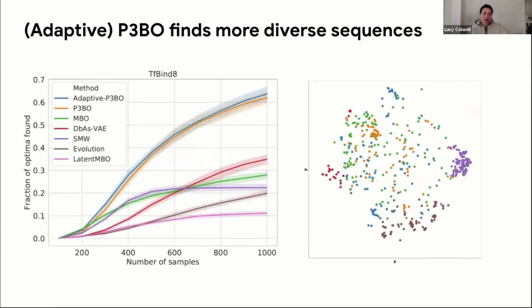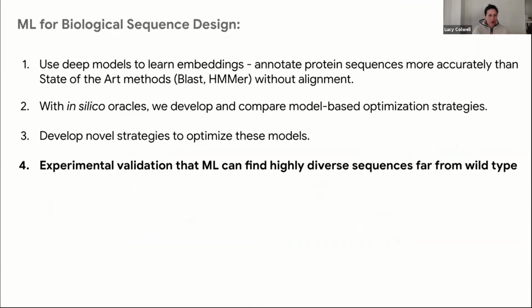Both adaptive and normal P3BO do, however, allow us to find more diverse sequences. So this is showing a PCA or a t-SNE of the best sequences found by each method. And you can see that whereas those found by evolution or by this single mutant walker approach are clustered in this space, those found by the blue and orange methods here are really spread all over this entire plot, reflecting their diversity. And that we thought was actually quite exciting.